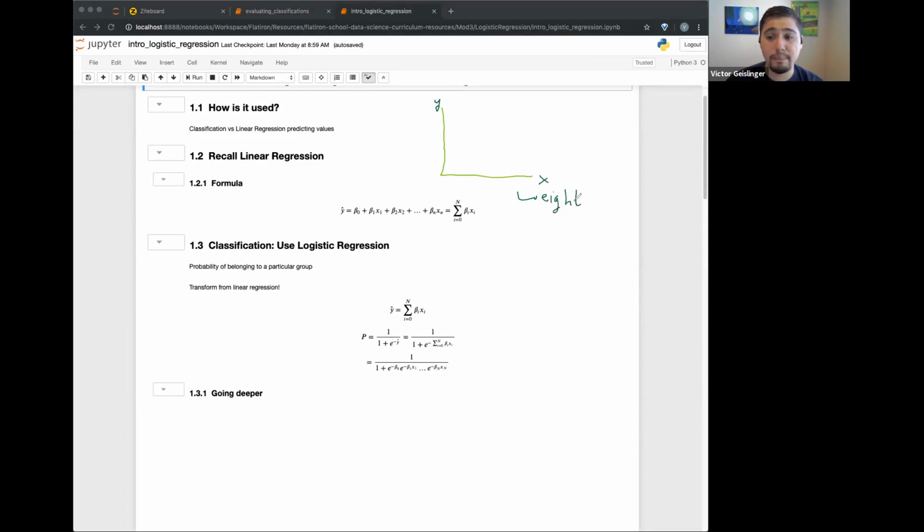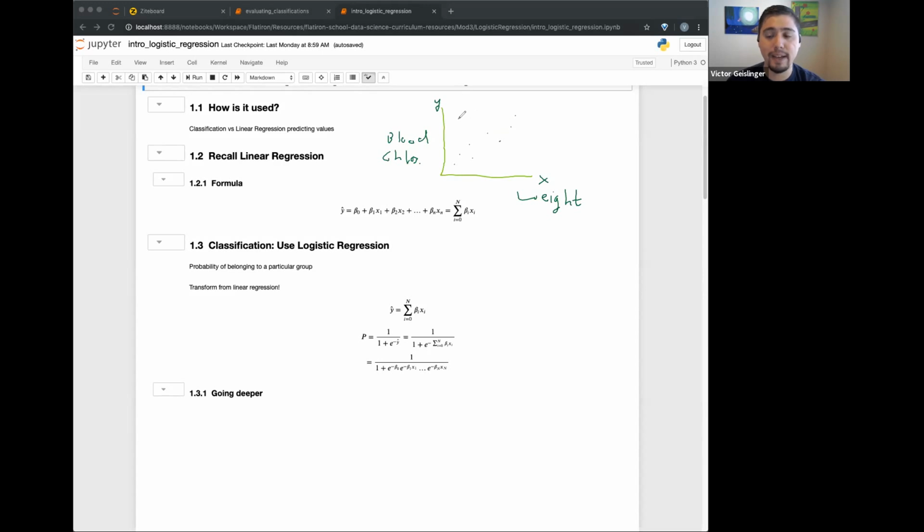And then y is some, I don't even know how blood cholesterol is measured. But let's say there's some number associated with blood cholesterol that increases as you have bad cholesterol. I'm not a doctor, I don't know. So you might have some data points like this.